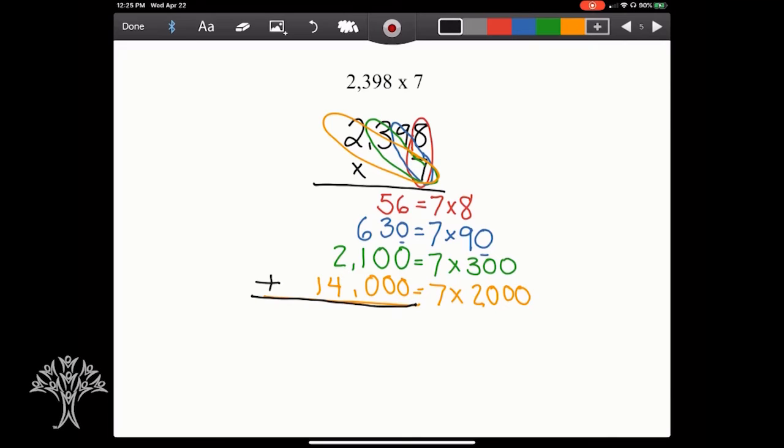I want to make sure I've got everything lined up so I don't have any addition mistakes, because now I have to add these 4 numbers together. So I have 6 in this column, 8 in this column, 7, 6, 1.